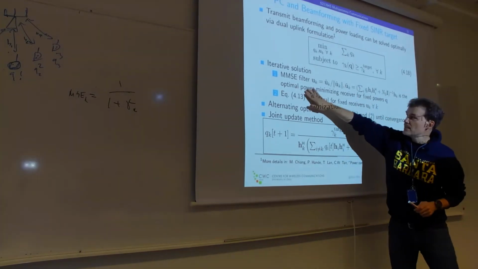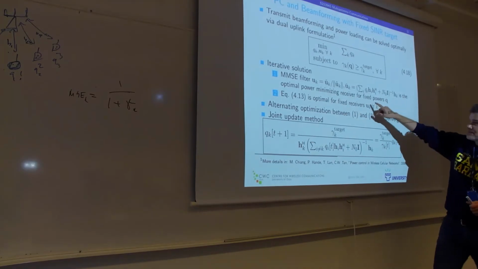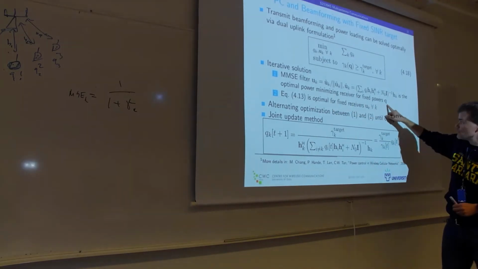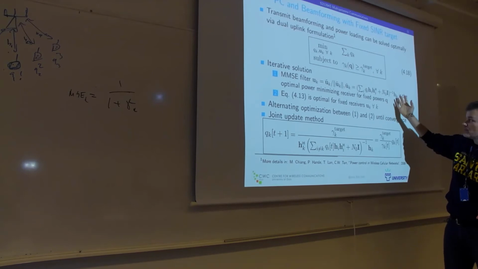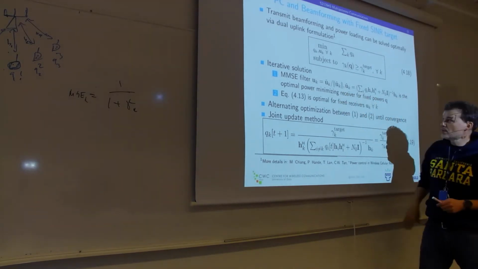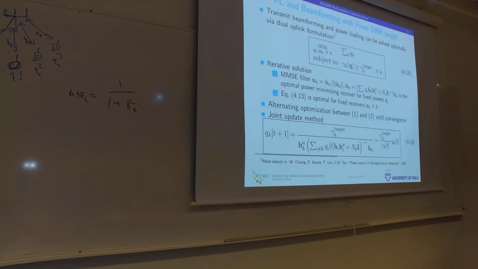Actually, this is a bit misleading. Power minimizing is used for fixed powers Q. So if the powers are fixed, then there's nothing to minimize in that particular step. It just indirectly leads to minimizing the Q when we recompute the Q for the optimized beamformer, right?